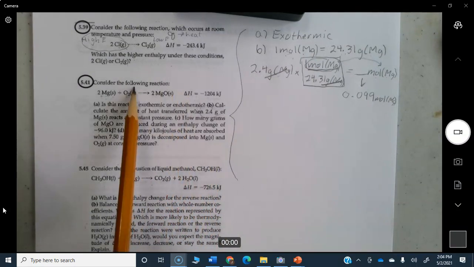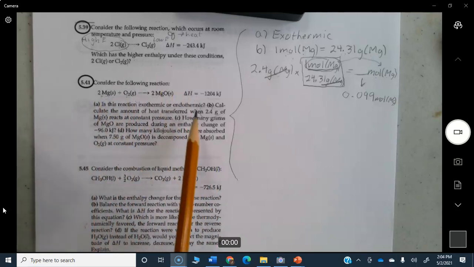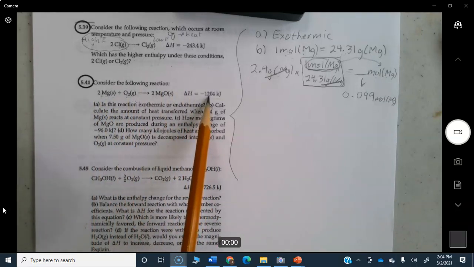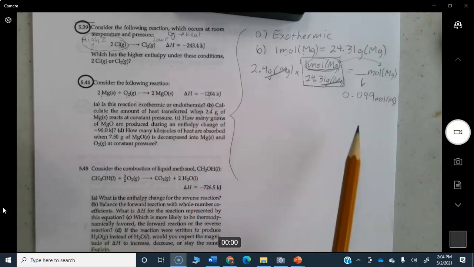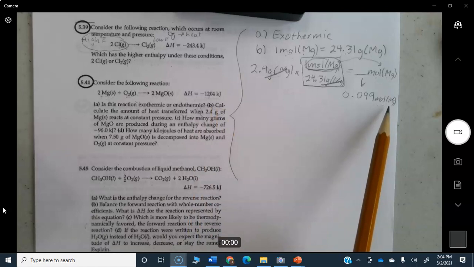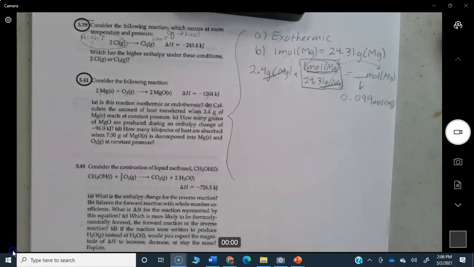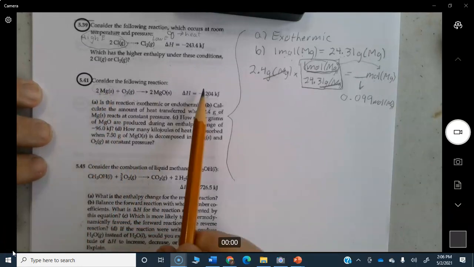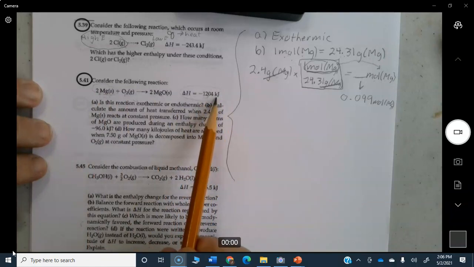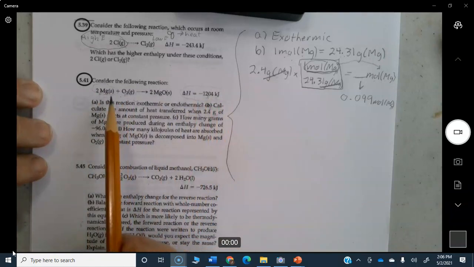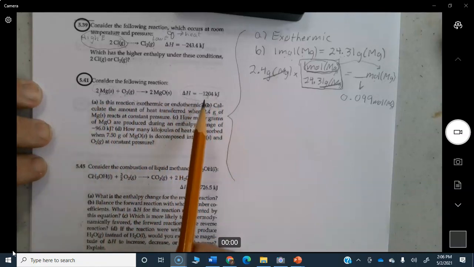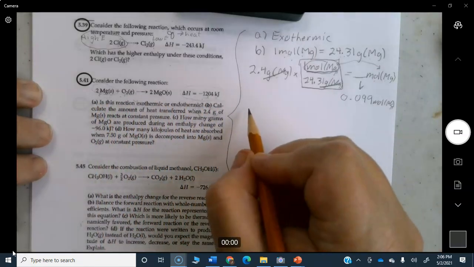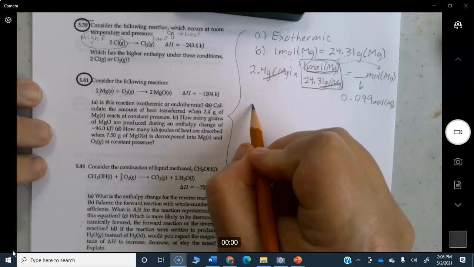All right, so what it's saying is that 2 moles of magnesium is going to give off 1,204 kilojoules of heat. So how much will 0.099 moles of magnesium give off? So how do we do this? Well, here's what we do. We see that 2 moles of magnesium is going to produce negative 1,204 kilojoules of energy. So we have a relationship there between moles of magnesium and how much energy it produces. Okay, and I'm just going to write that down here.